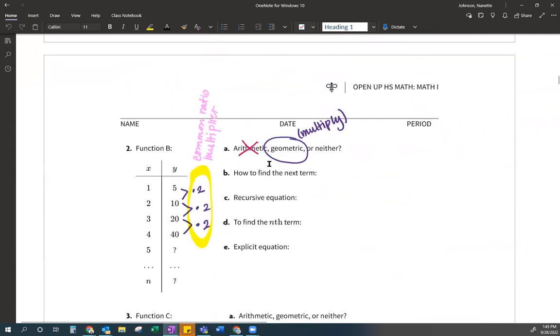Okay, so here with geometric, to find the next term, I'm going to talk about this because this is going to be multiply by 12, right? The recursive equation is going to have a times 12 as well. The nth term is also going to have a times 12 as well. And yes, the explicit equation is going to have a times 12 as well.